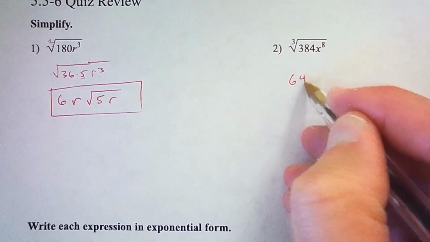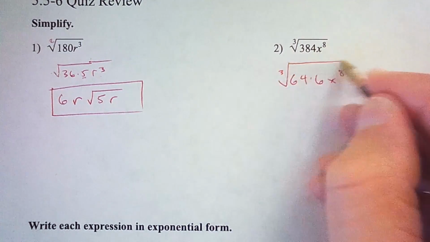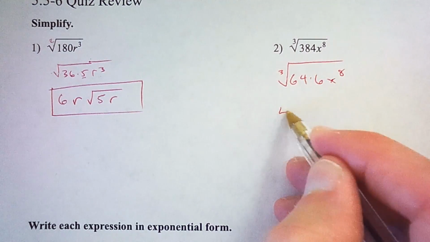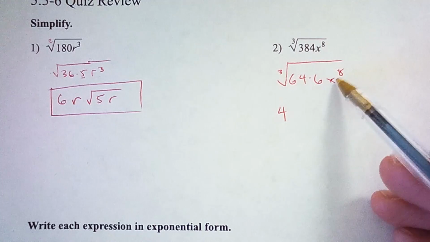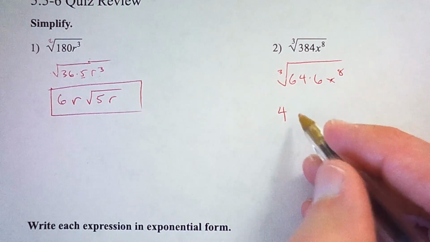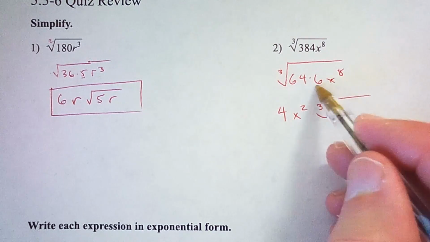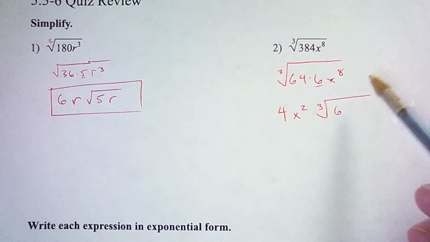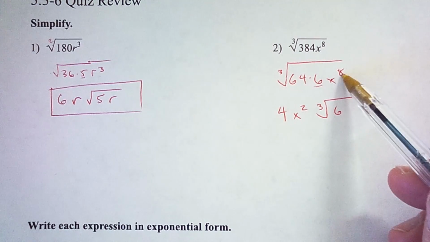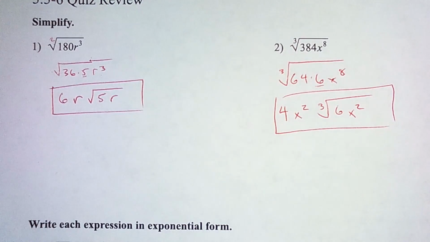So 64 times 6 times the cube root of x to the 8th. The cube root of 64 is 4. How many groups of 3 can I take out of this 8? I can take out 2 groups of 3, so x squared. And then the leftovers, this 6 was left over. And when I take 2 groups of 3 out of this, that's taking 6 out, so there's 2 left over. So there is my simplified form.